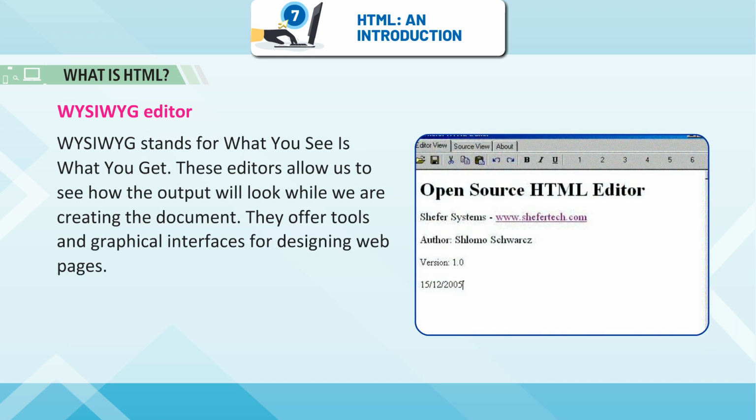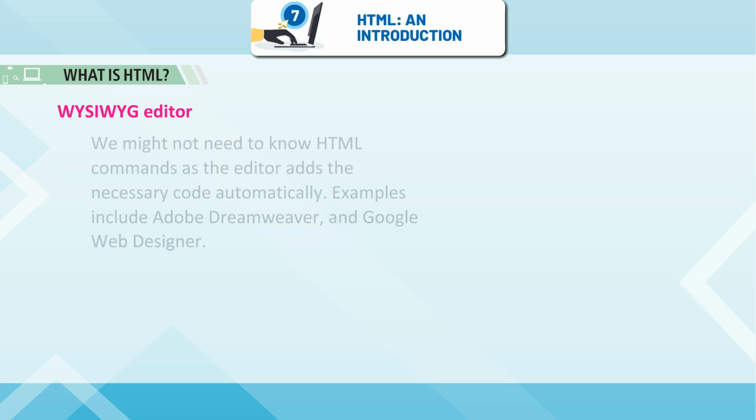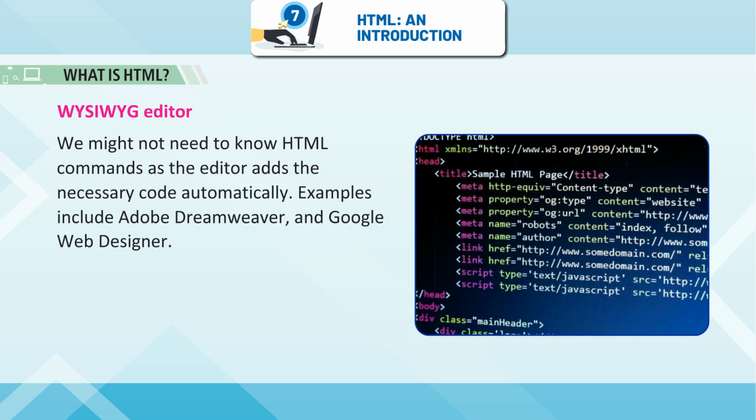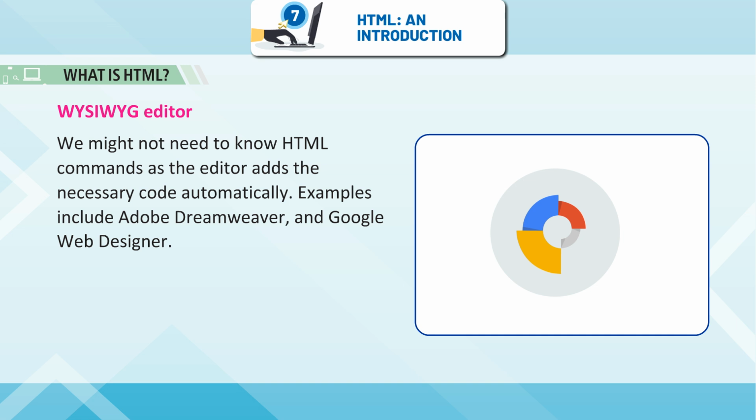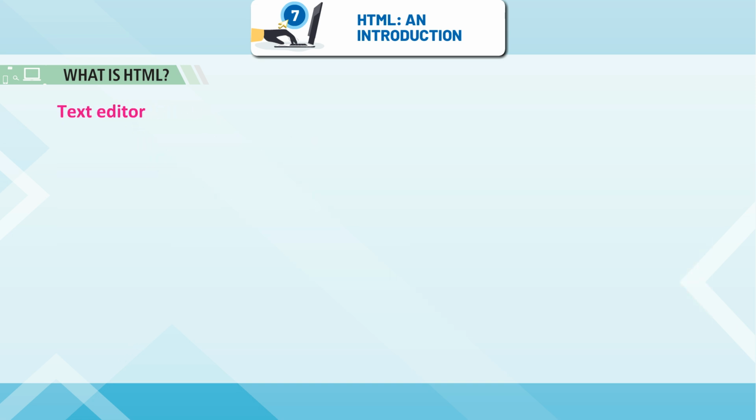WYSIWYG editor. WYSIWYG stands for What You See Is What You Get. These editors allow us to see how the output will look while we are creating the document. They offer tools and graphical interfaces for designing web pages. We might not need to know HTML commands as the editor adds the necessary code automatically. Examples include Adobe Dreamweaver and Google Web Designer.